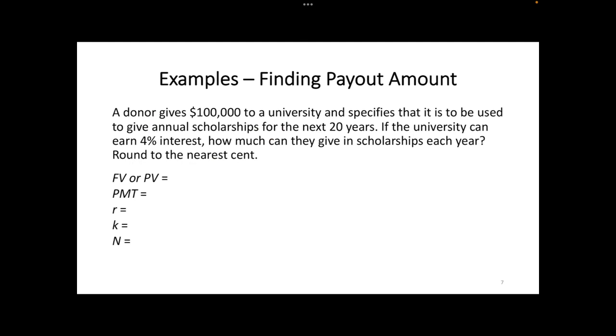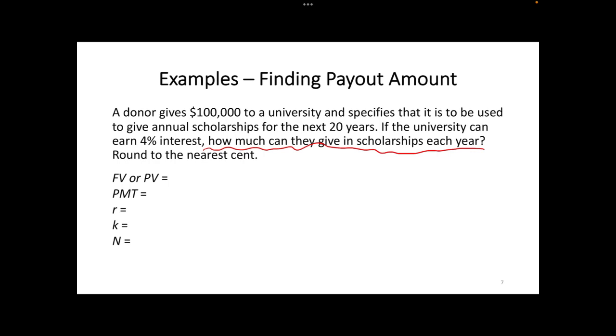A donor gives $100,000 to a university and specified that it is to be used to give annual scholarships for the next 20 years. If the university can earn 4% interest, how much can they give in scholarship each year? And round the answer to the nearest cents. So what we are looking for is how much can they give in scholarship each year.